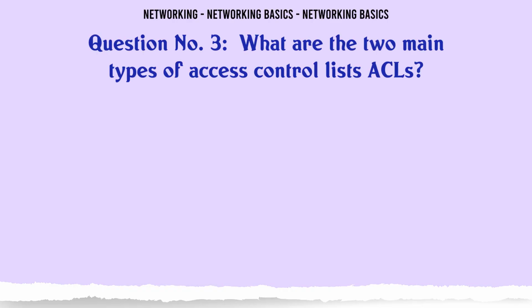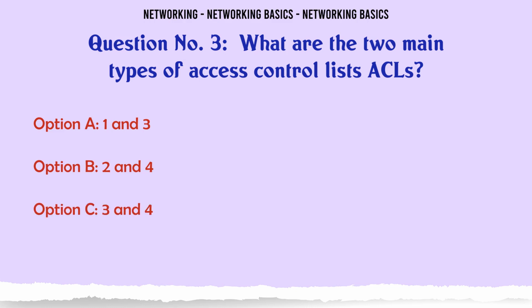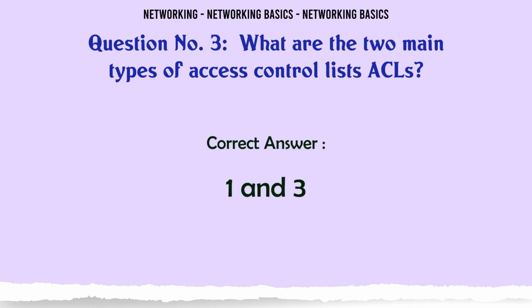What are the two main types of access control lists, ACLs? A. 1 and 3. B. 2 and 4. C. 3 and 4. D. 1 and 2. The correct answer is 1 and 3.